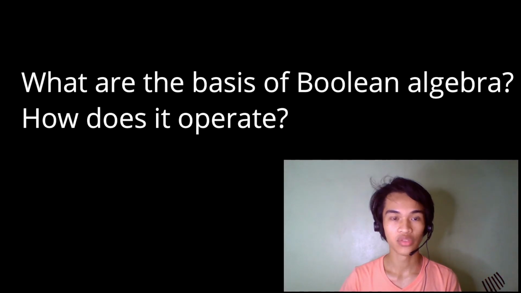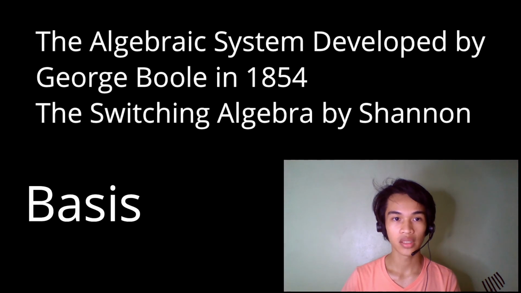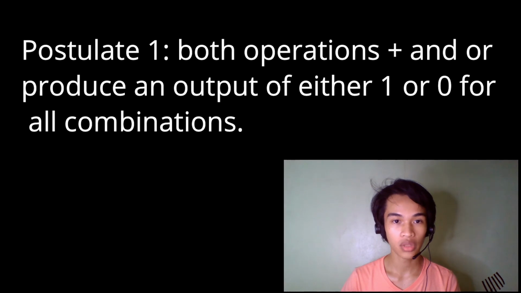What are the bases of Boolean algebra and how does it operate? It is an algebraic system developed by George Boole in 1854, and the switching algebra by Claude Shannon. With this, the postulates formulated by Huntington provide how this operates, and if these postulates are satisfied, it is considered to be Boolean algebra, wherein postulate 1 can be summarized in a way that both the operations AND and OR produce an output of either 1 or 0 for all combinations.